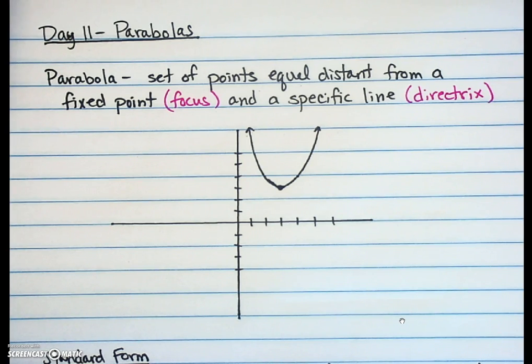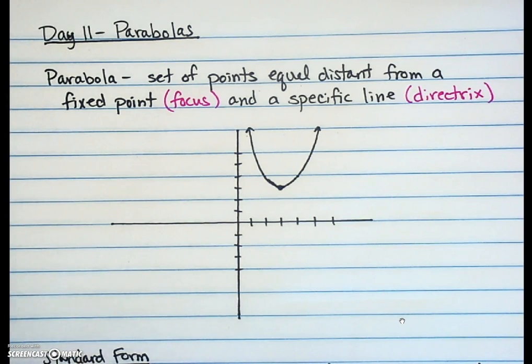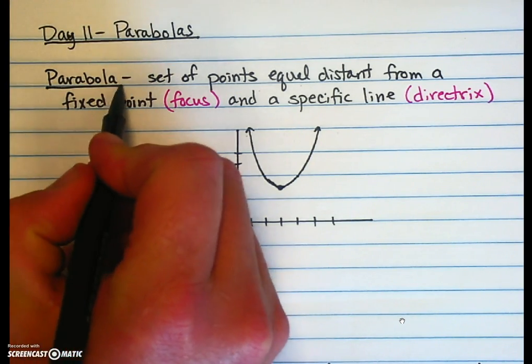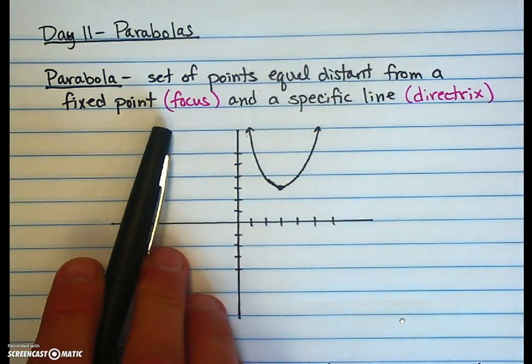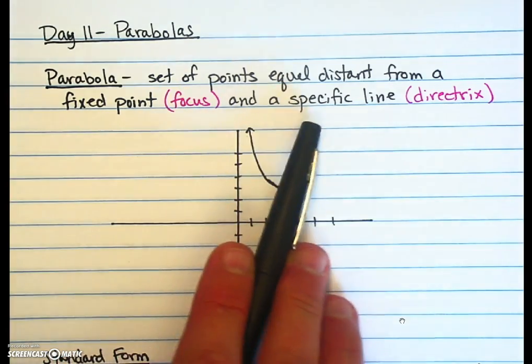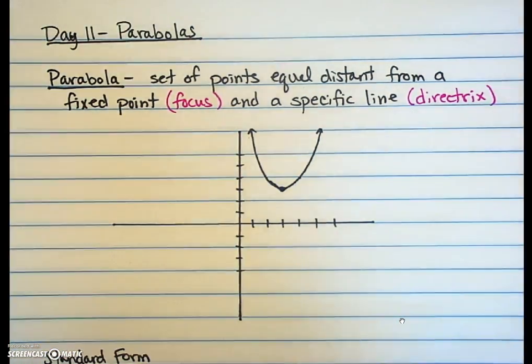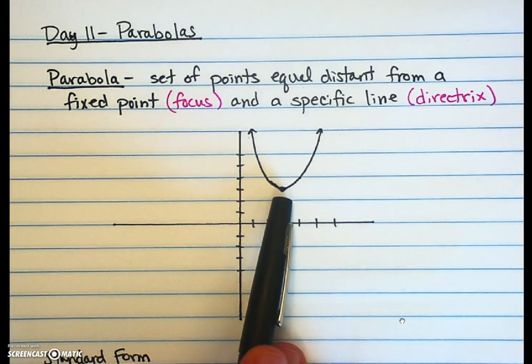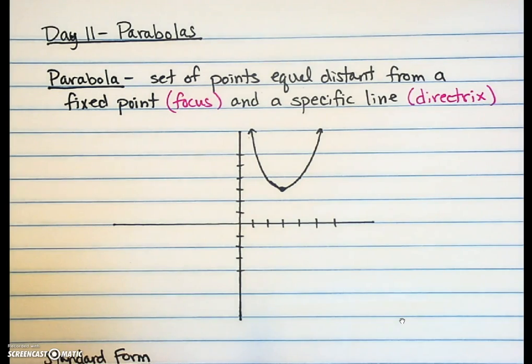But just looking at the parabolas here, I'll give you a definition for parabola. It's a set of points, and I've tried to simplify the definition a little bit. It's a set of points that are equidistant from a fixed point, which is called the focus, and a specific line, which is called the directrix. And so when we do a parabola, we've got to find some things. We've got to find our vertex, which will always be our maximum or minimum if it's opening up or down. We're also going to talk about parabolas that open left and right too.